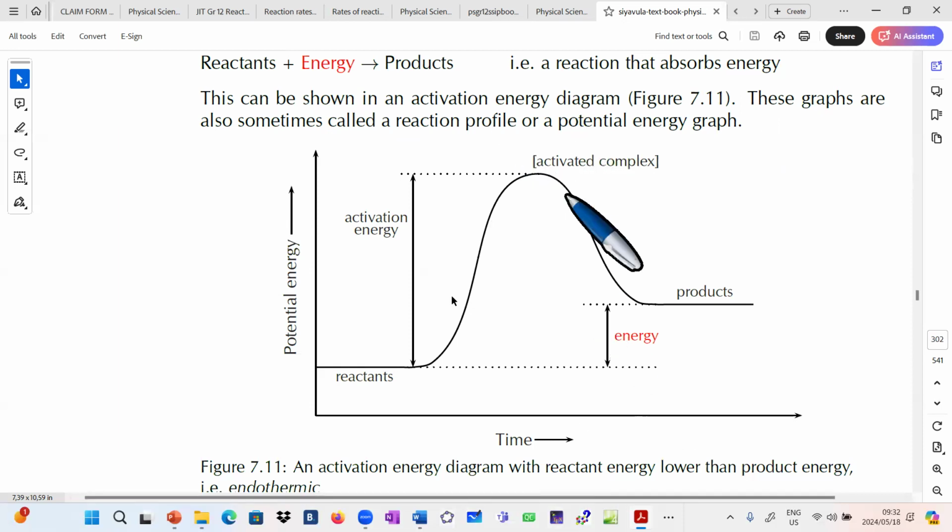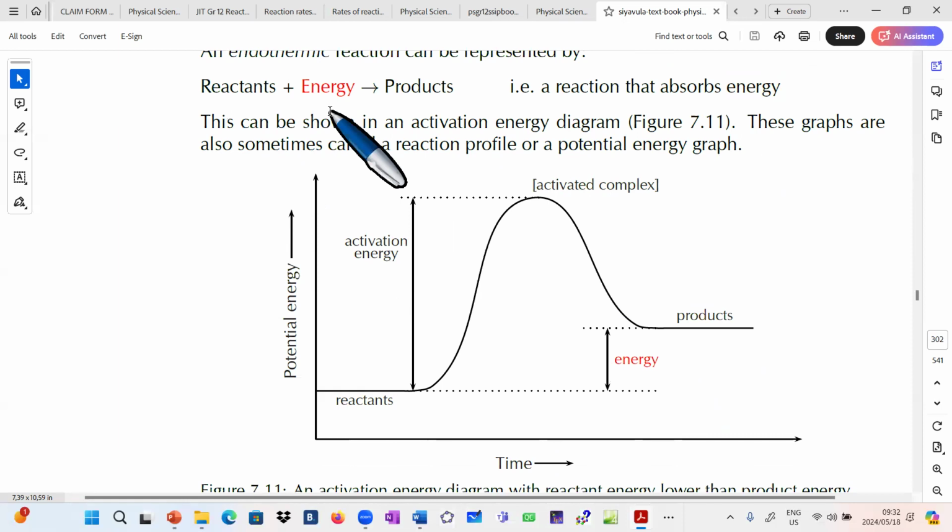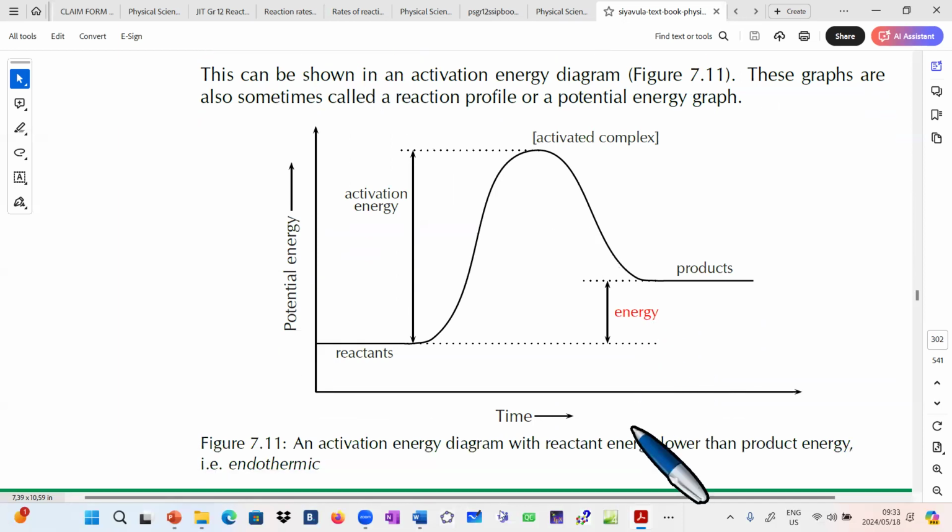You can see there's activation energy and the activated complex is labeled, the products are here, the reactants are there, and you have the energy that is added, because we're saying reactants plus energy. If you take reactants and add energy in the form of increased temperature, the products will be formed. We call this the activation energy diagram, or you can call it the reaction profile or a potential energy graph. Potential energy is on the vertical axis and time on the horizontal axis.